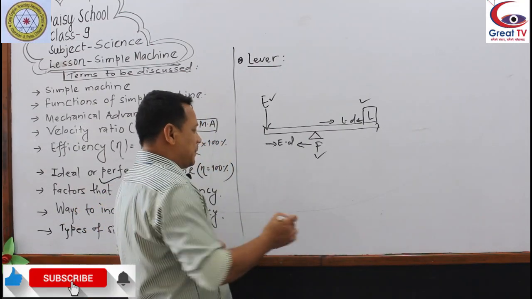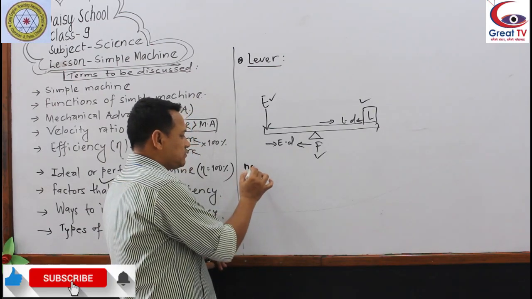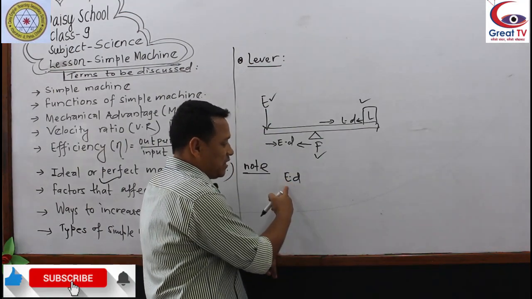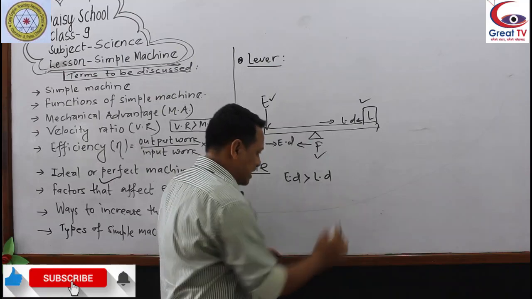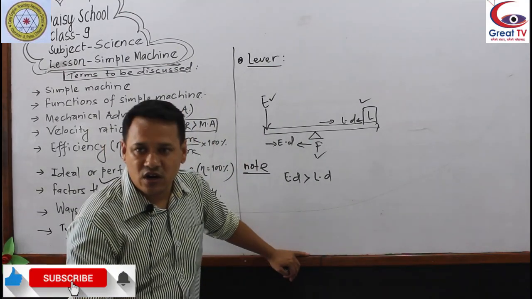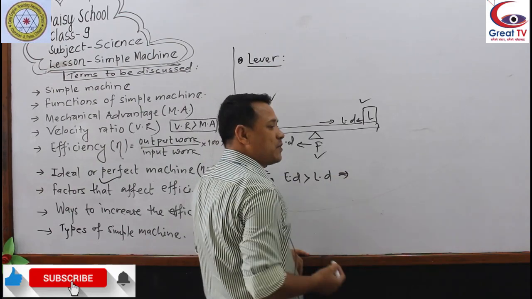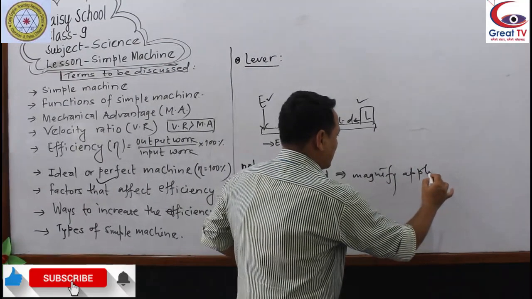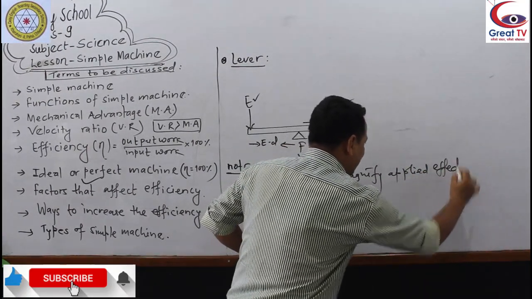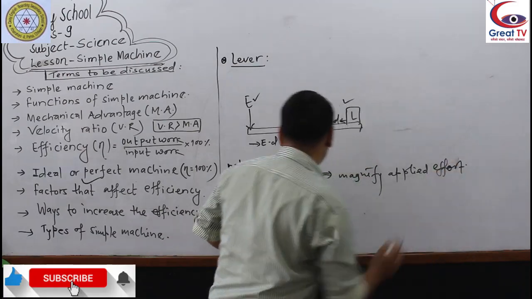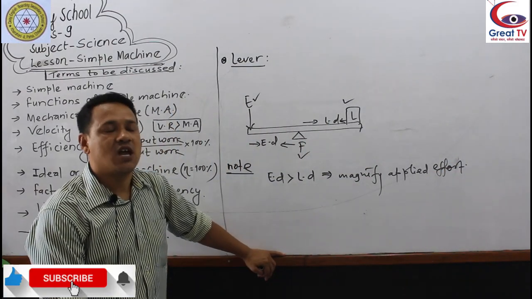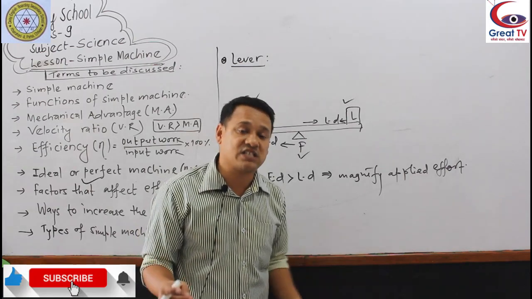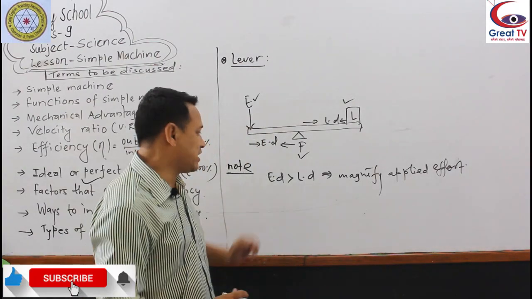Similarly here, note this: if the effort distance in a lever is longer than the load distance, then such a lever magnifies the applied effort. So if ED is longer than LD, then it can magnify the applied effort. That means using less effort, we can also complete our work.